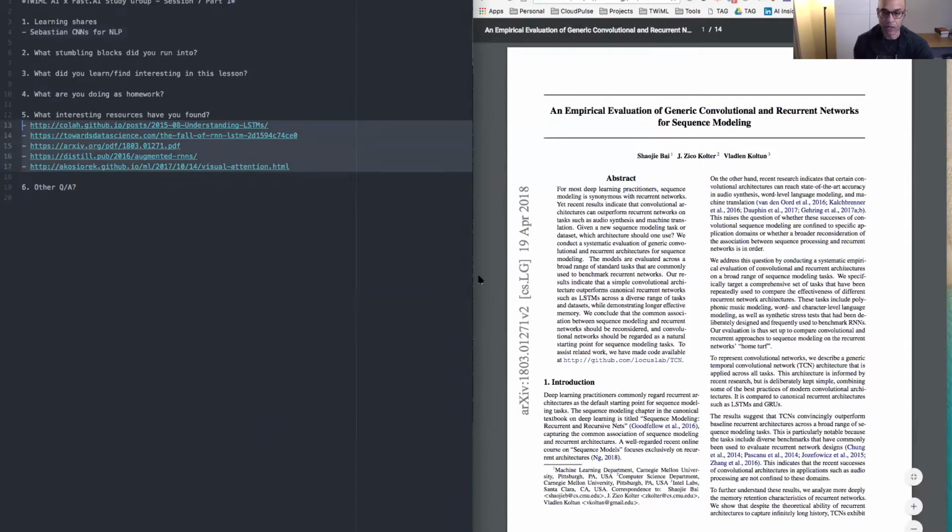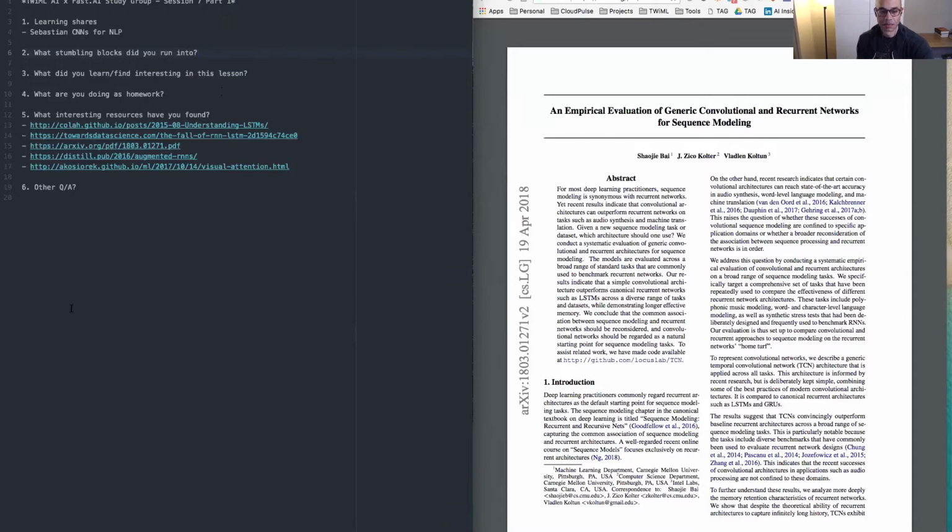Let's see, where are we? Okay, so any thoughts on the lesson? How did everyone do in terms of getting through this lesson, the first half of this lesson at least?